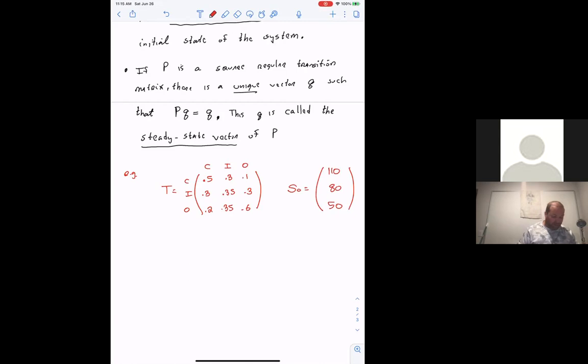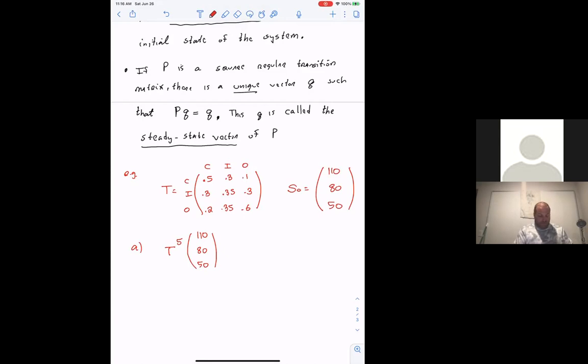Part A: calculate the likely number of bicycles in each zone of the city after 5 days using the transition matrix given in Example 10. I already wrote the matrix. So after 5 days, we want to transition T 5 times and act on my initial state vector 110, 80, 50.